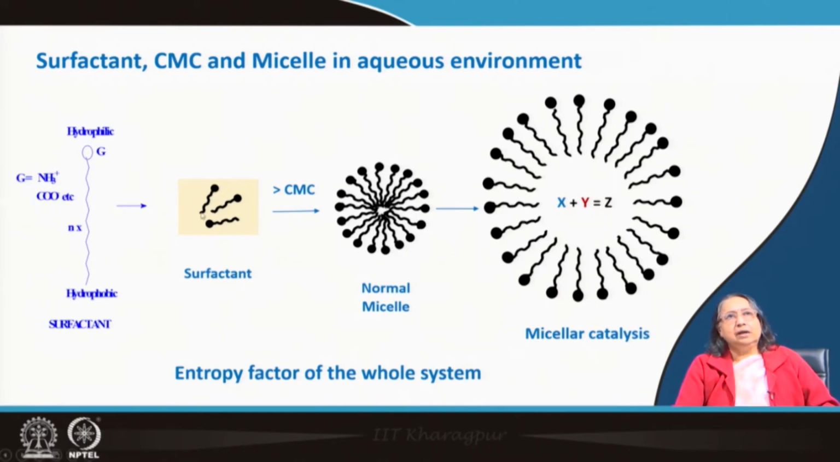But if you increase the concentration and if you reach the CMC, means critical micelle concentration in water, then what will happen, these surfactant molecules will arrange themselves in some spherical structure. Okay. This is shown in 2 dimension, but actually it is a 3 dimensional spherical structure. So, this is called micelle. It happens only above the critical micelle concentration.